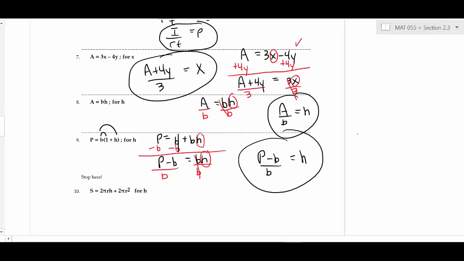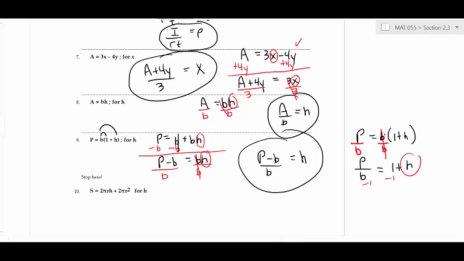Now, I don't know if anybody did this. I think maybe I saw one or two people do this. But in this problem, you could also divide by b. Why could you do that? Because it's being multiplied. If anybody did that, that's perfectly acceptable. Then you would have p over b equals 1 plus h, right? Now, how do you get rid of 1? You subtract it because it's added. So you could do this, and you would get a different looking answer. You would get p over b minus 1 equals h.